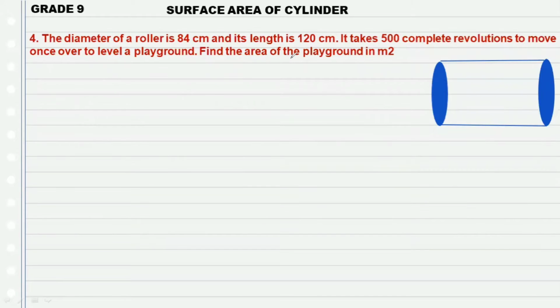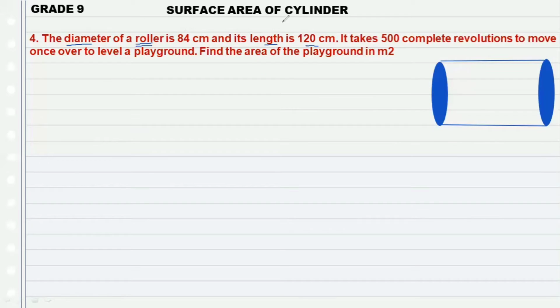In this module, we are going to continue with surface area of a cylinder, question number 4. Question number 4 says that the diameter of a roller is 84 centimeter and its length is 120 centimeter. They have given us the diameter of a roller. The roller is in a cylindrical form, isn't it? And its length is given as 120 centimeter.